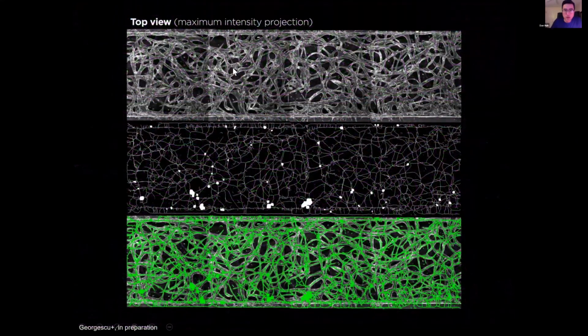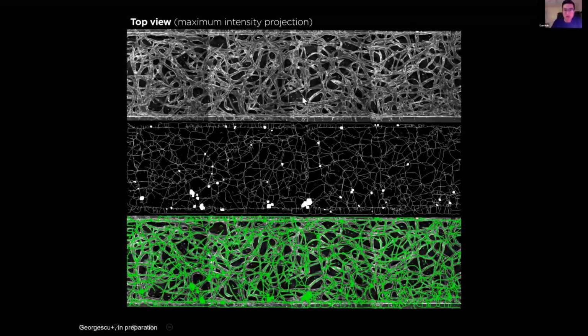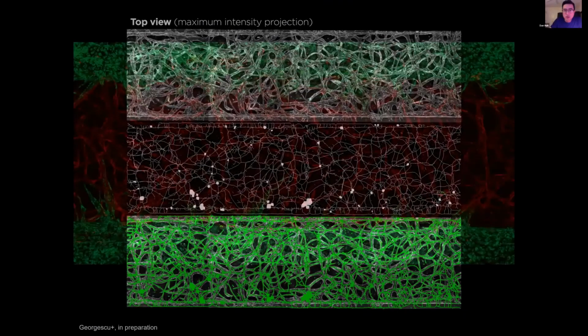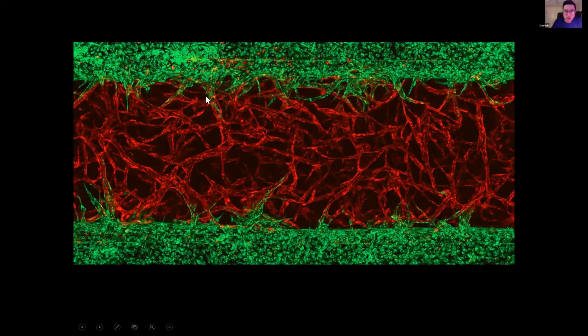And so we're now using machine learning algorithms to skeletonize and also segment these blood vessels for 3D quantification. What I'm showing in this image is an interesting thing that's happening at the interface between the hydrogel containing these red 3D vessels, and green shows endothelial cells cultured in the side channels.